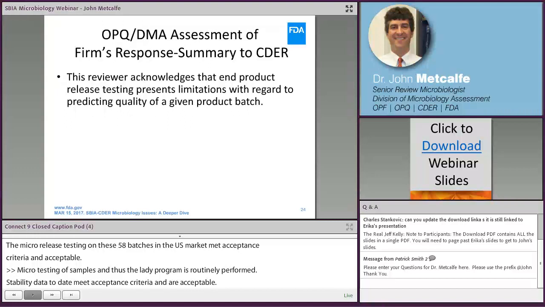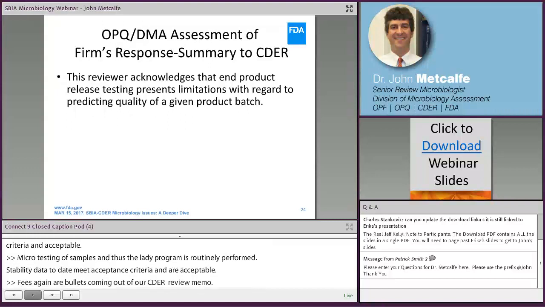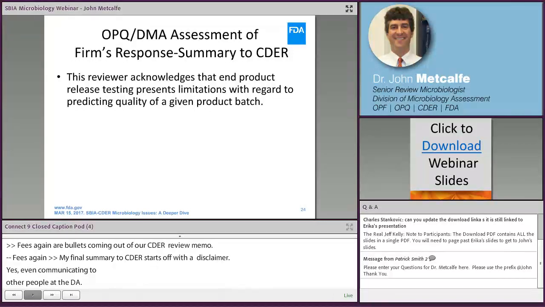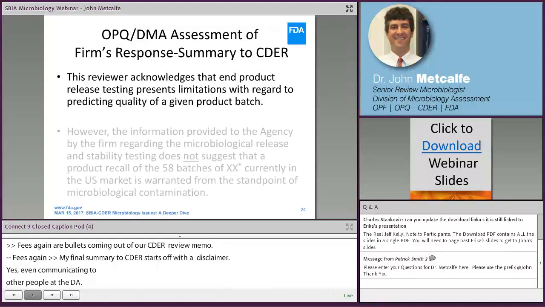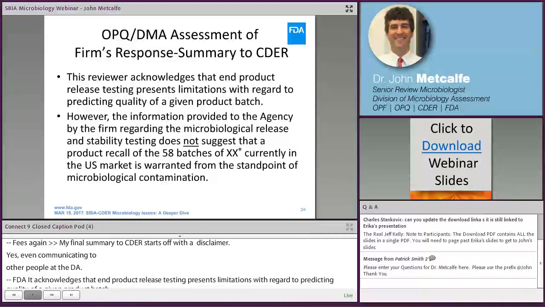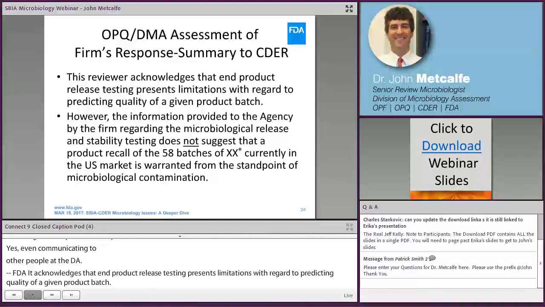My final summary to CDER starts off with a disclaimer. And yes, even communicating to other people at FDA, I'll use a disclaimer. This reviewer acknowledges that end product release testing presents limitations with regard to predicting quality of a given batch. However, the information provided to the agency by the firm regarding the micro-release and stability testing does not suggest that a product recall of these batches is warranted from the standpoint of microbiological contamination.